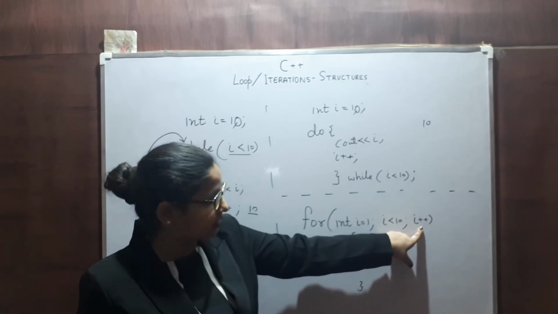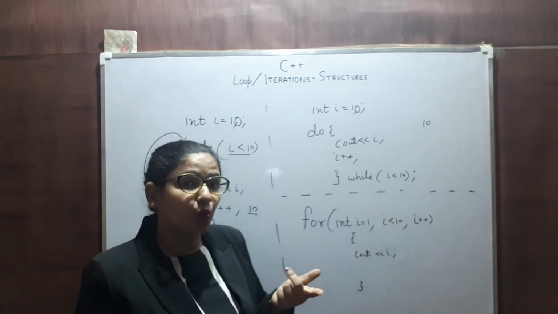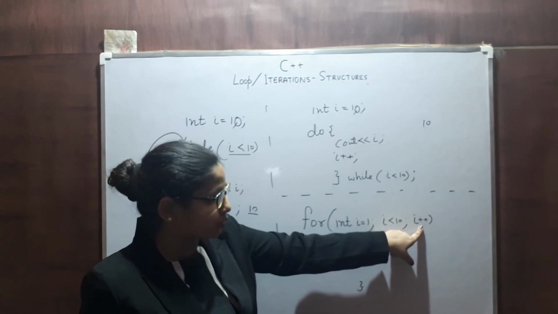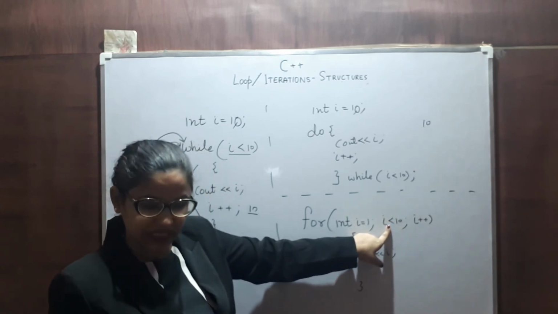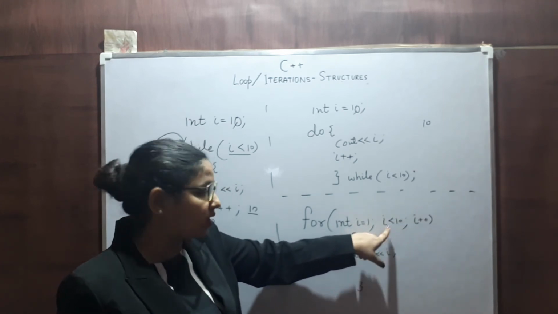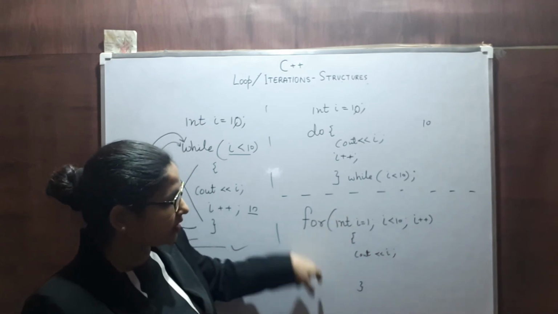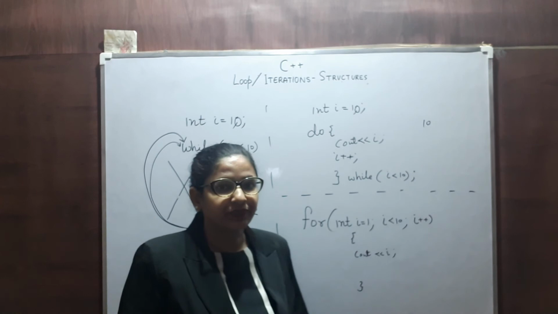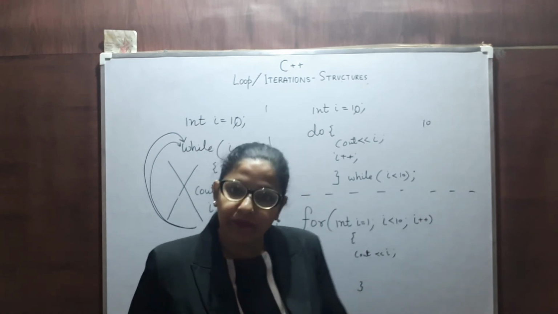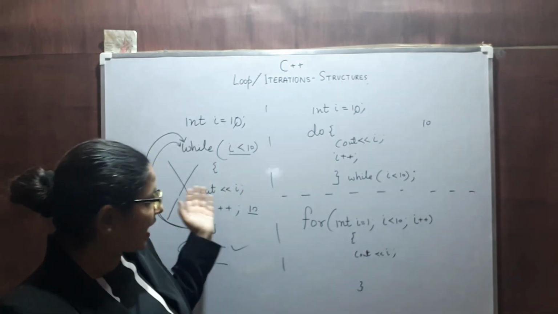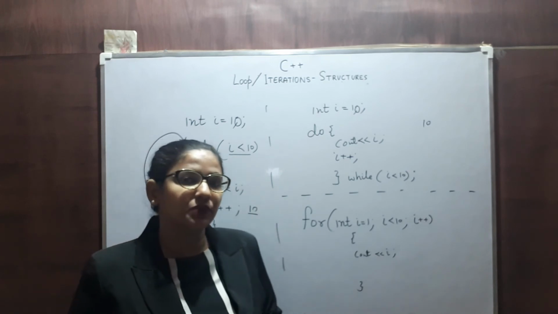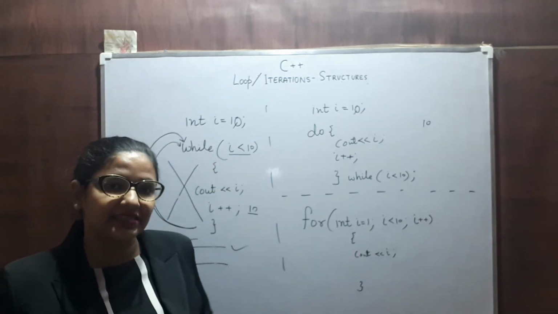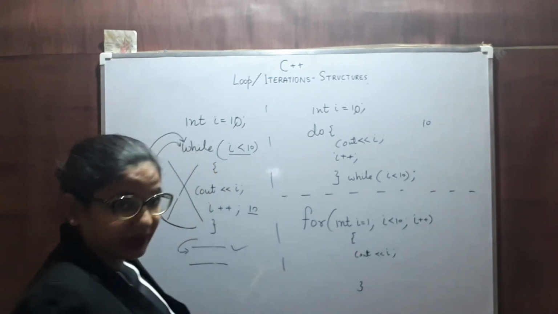Here I am incrementing, so i will become 2. After becoming 2, again check whether 2 is less than 10. Yes, it's true. It's true, then execute the for block. Again increment, then again test. Fine. So, for is much simpler than while or do while. And we should use for as and when we can.